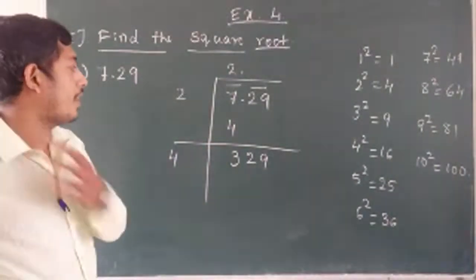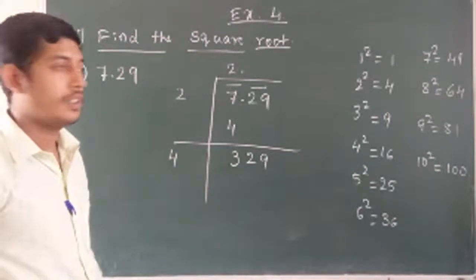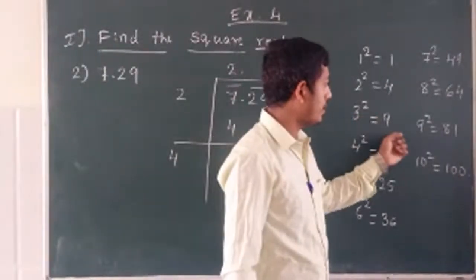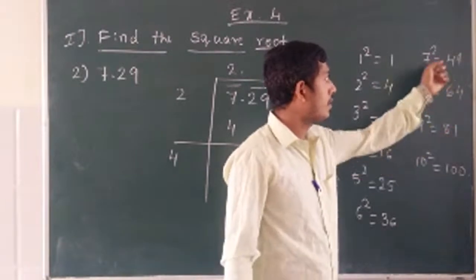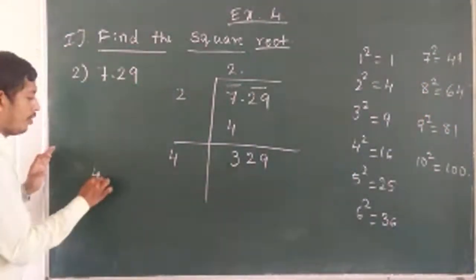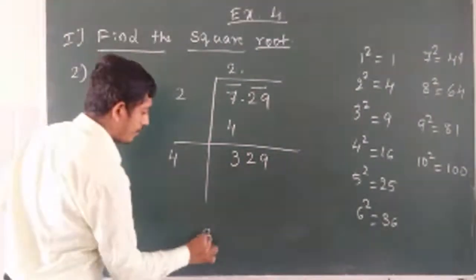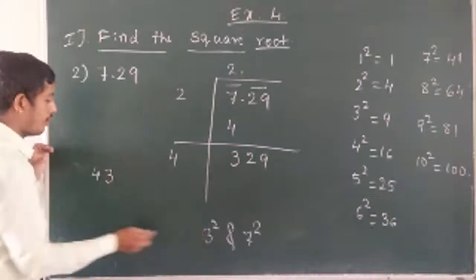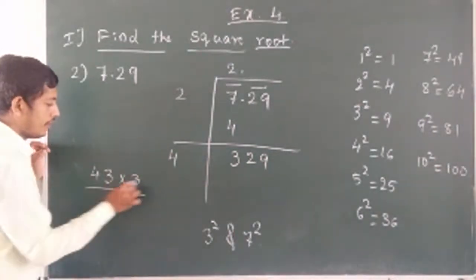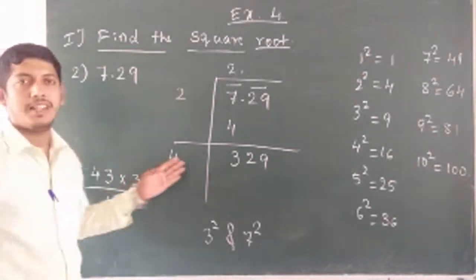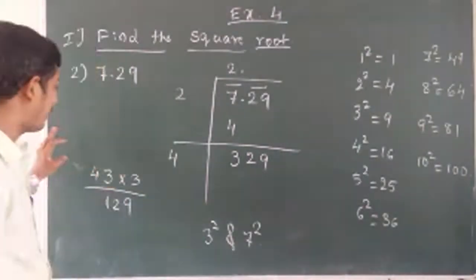Then we have to find out this value. Last digit is 9. In which case we are getting 9? One is 3 square and the one is 7 square. So we will check this. 4. One is 3 square and another one is 7 square. First we will check for 3. 43 into 3. 3 3s are 9. 9 4s are 12. 129. But that is not our required value.